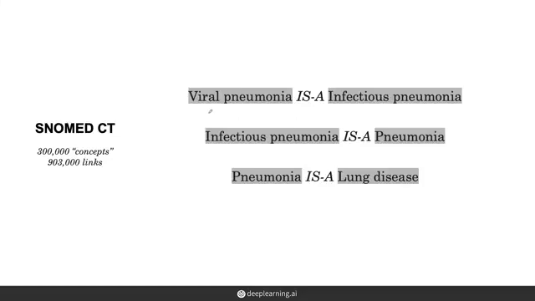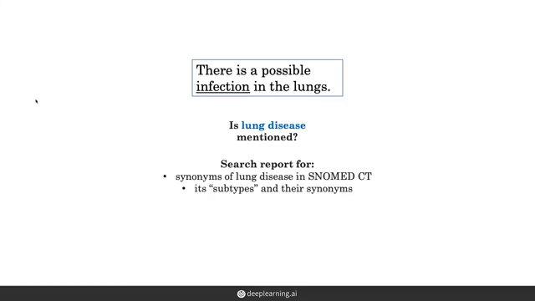Similarly, for pneumonia, we can see a hierarchy of relationships. How one specific type of pneumonia is an infectious pneumonia, which is a pneumonia, which is a lung disease. Therefore, we can catch mention of lung disease by not only searching for synonyms of lung disease in SNOMED CT, but also its subtypes and their synonyms. Here, subtypes would include pneumonia and other concepts which have a relationship with lung disease.